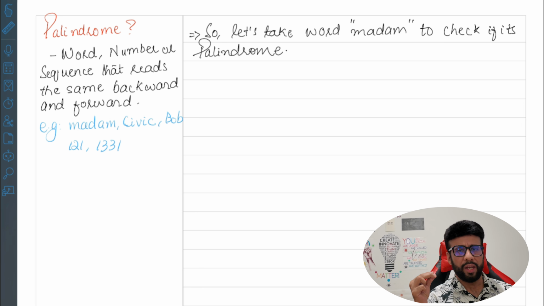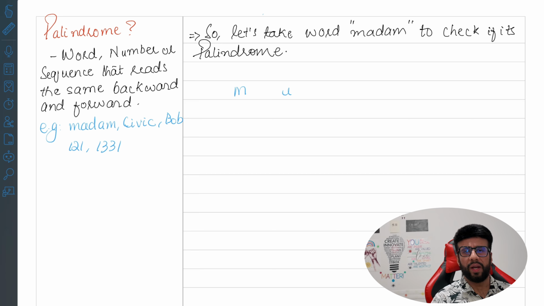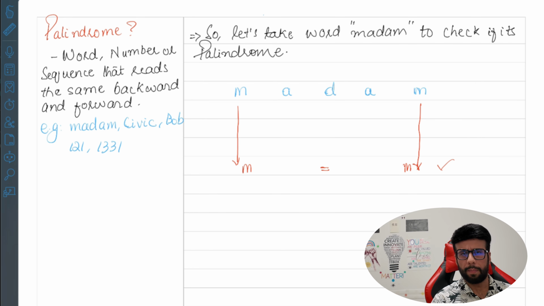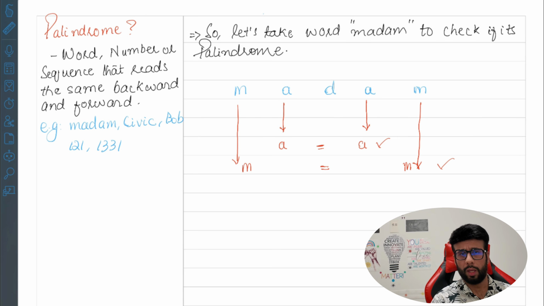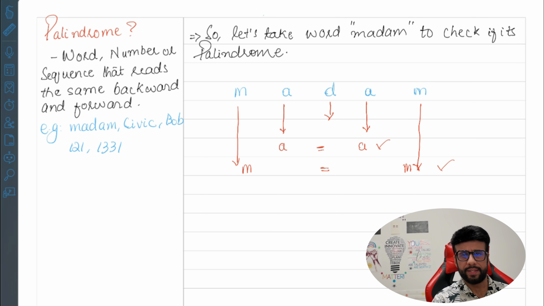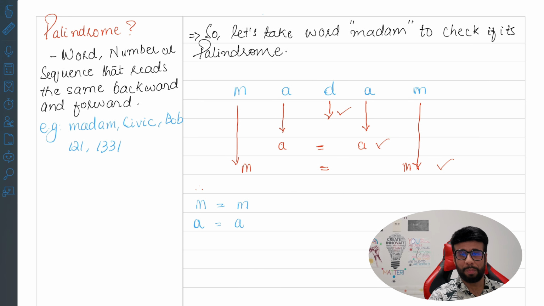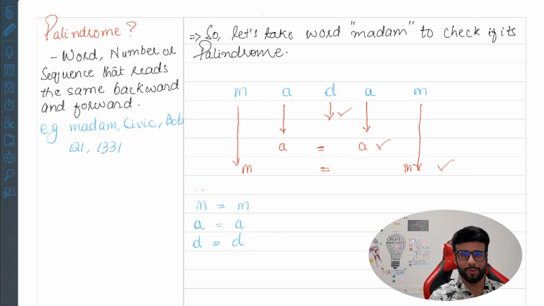That means we can treat the sequence of characters individually and compare each pair one by one. Look at the first character M and the last character M. They match. Move one step inward, compare A with A. They also match. Now check the middle character D. Since there is nothing left, we can safely assume a character is equal to itself. Since all pairs matched, Madam is a palindrome.